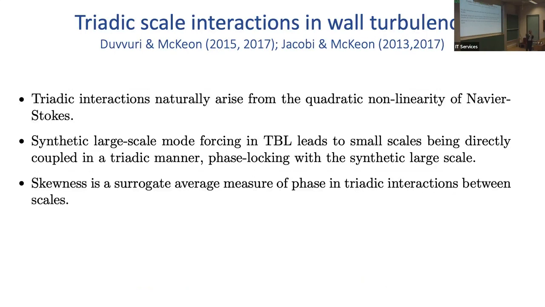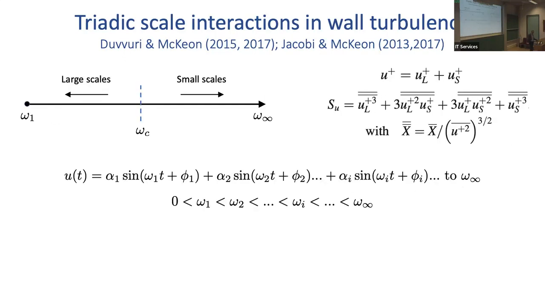Interesting, what Beverly's group did is they took a boundary layer and they put a simple harmonic forcing on it by perturbing some roughness. So it's purely harmonic. And what they find is that once you do that, at a slow frequency, the smaller scales in the boundary layer near the wall tend to phase lock with that low frequency. Okay, so that's that triadic interaction. And this is obscure, but there's a reason why. Skewness is actually an average measure of the phase in these triadic interactions between scales. I'll just explain that really quickly.